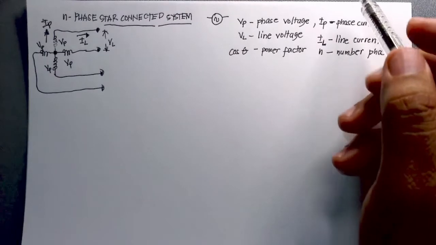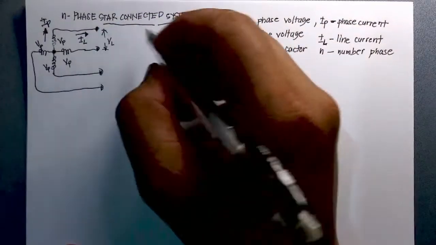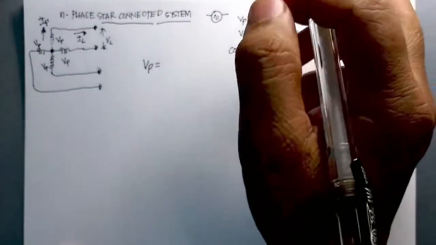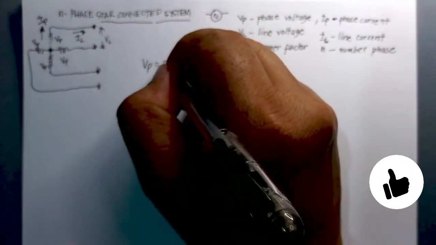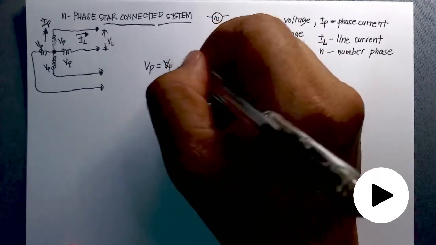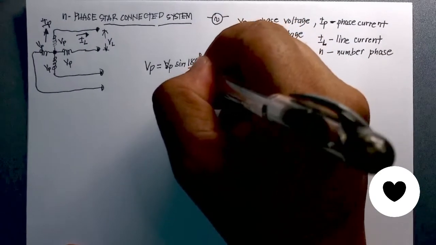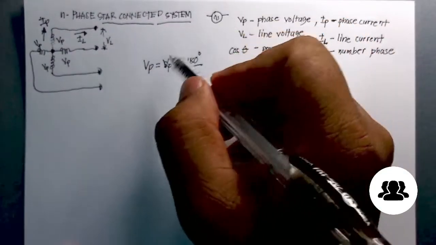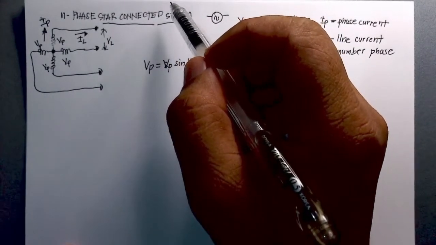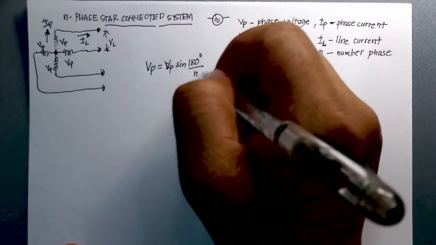Now if you are to solve for V sub L, what is the value of V sub L here? Okay, so we know that V sub P is actually the maximum value V sub P, which is the sine of 180 degrees over N. Okay, so this is the value for V sub P. If you want to get the value of V sub P here, that will be the peak value here, sine 180 degrees over N.